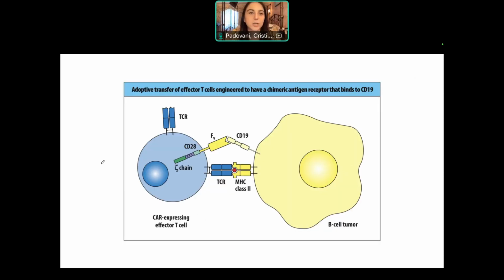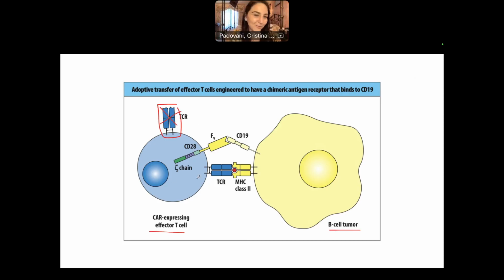So here's another picture. It's showing adoptive transfer of your effector T cells engineered to have a chimeric antigen receptor that binds to CD19. So here's your B cell tumor with your tumor-associated antigen of CD19. So here is our CAR T cell. Look, here's its normal T cell receptor. It's just not doing anything.